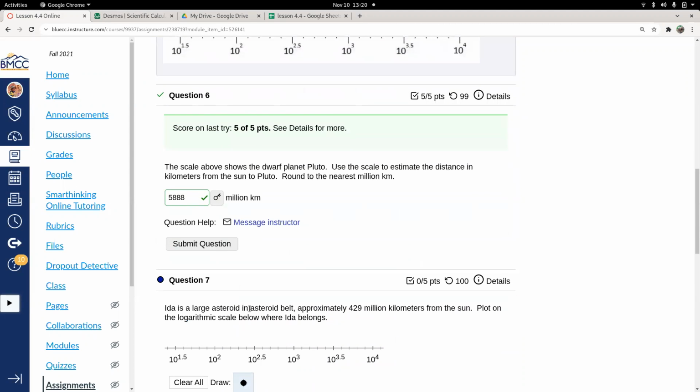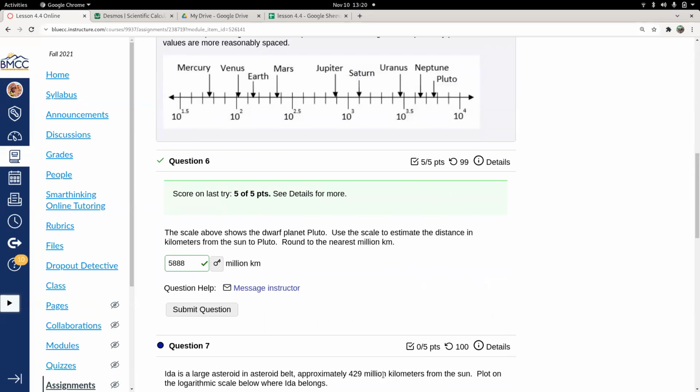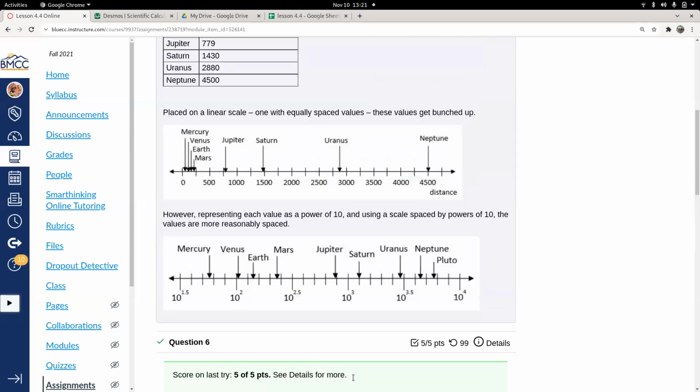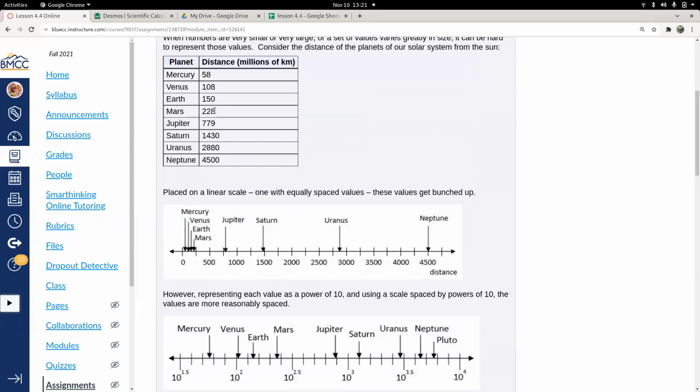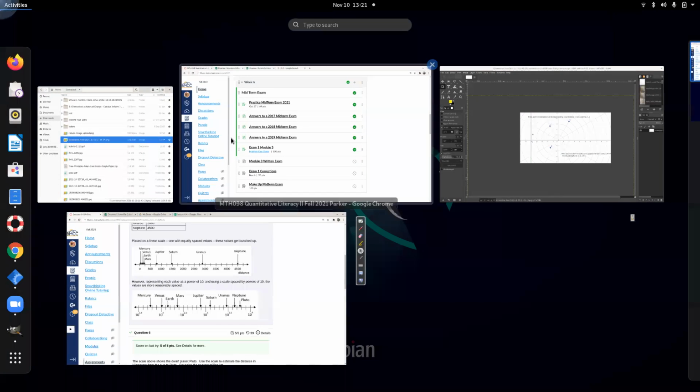Ida is a large asteroid belt approximately 429 million kilometers from the sun. Plot that on the logarithmic scale. Where does Ida go on this scale here? Okay, so that's this scale up here. So looking up here, 429, that's in between Mars and Jupiter. So there's Mars, there's Jupiter. It's got to be somewhere in between there. How do we figure that out? Okay, so let's do it.